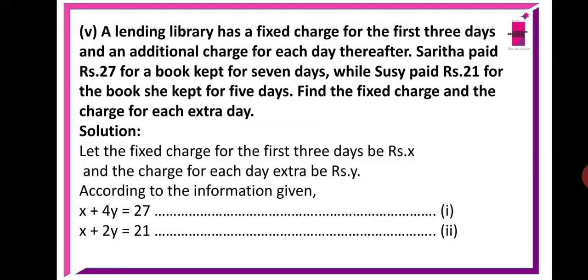So 3 times 2 is 6, and 21 minus 6 is 15. Fixed charge is 15, per day 3.